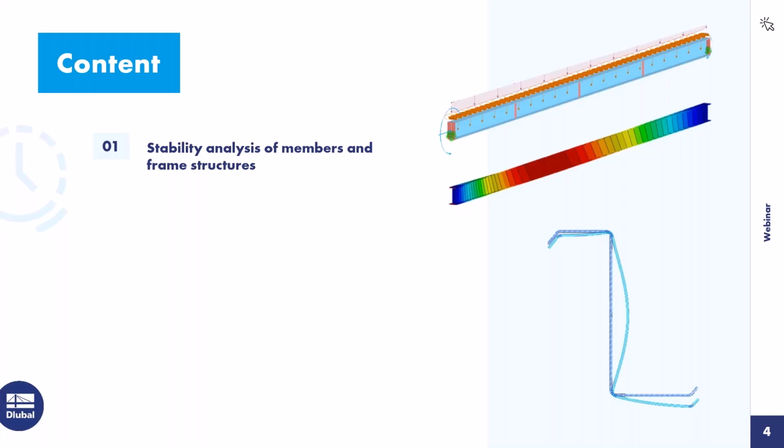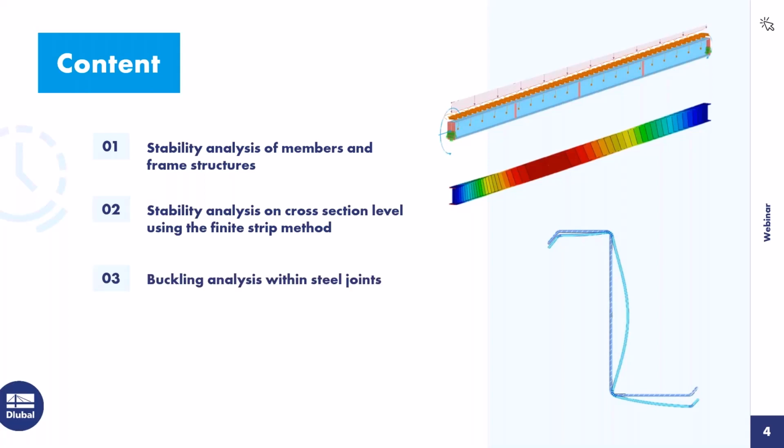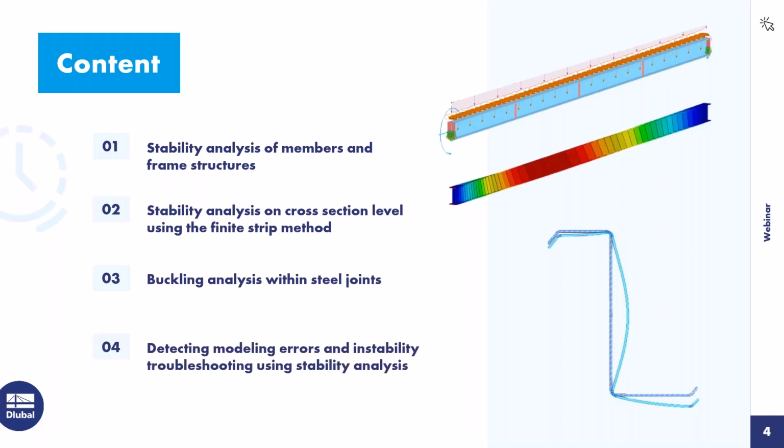And the table of content looks like this. First I want to focus on the stability analysis of members and frame structures. In the second step, I want to go to the stability analysis on a cross-section level using the finite strip method. Then I want to show you how the buckling analysis is integrated in the steel joints add-on. And lastly, I want to show you how we can use the add-on Structure Stability for troubleshooting of instabilities.